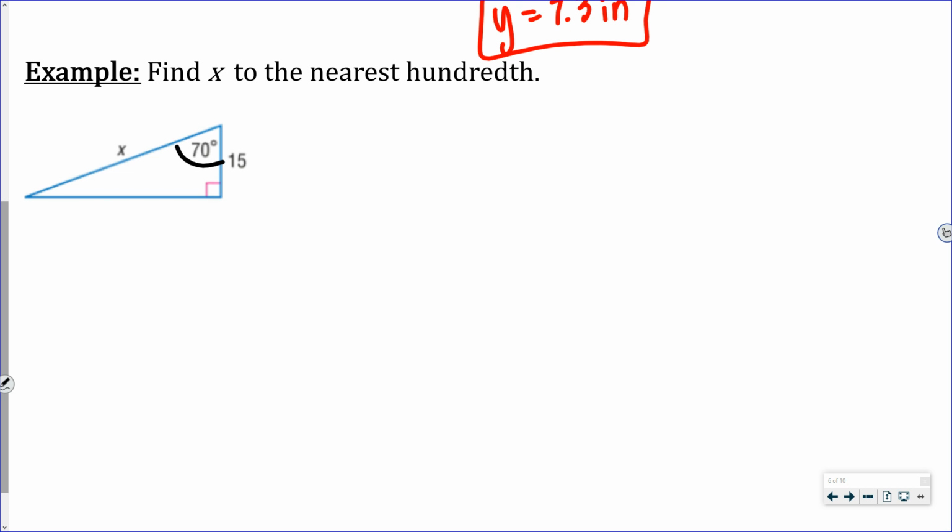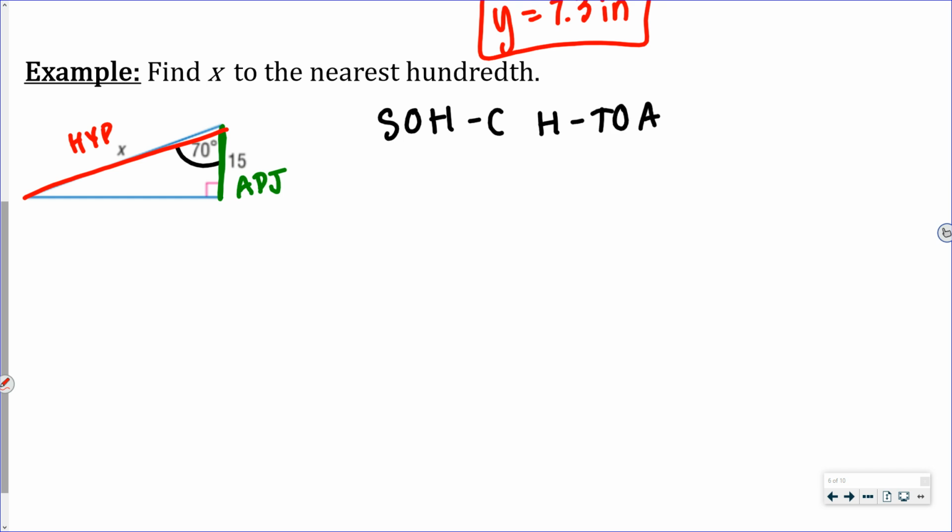All right, so if I'm looking at 70 degrees, this time I'm given which side? Adjacent. Good. Adjacent side. I don't know my hypotenuse. I don't know my opposite. I'm trying to find my hypotenuse. So from my SOHCAHTOA, which of these three would I use in this case?